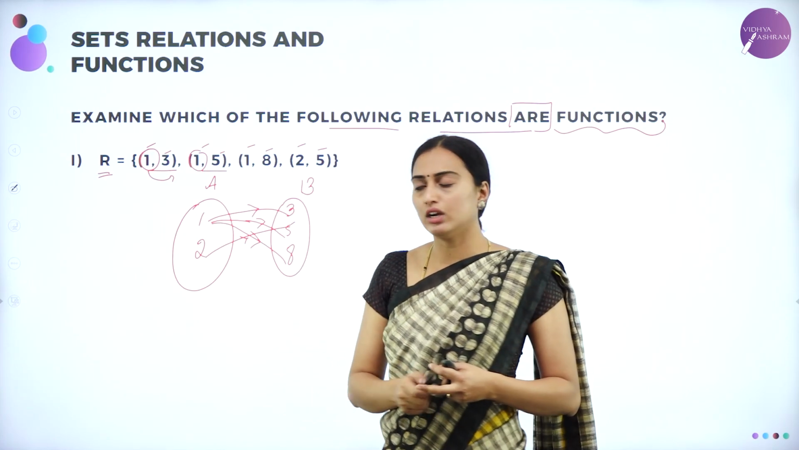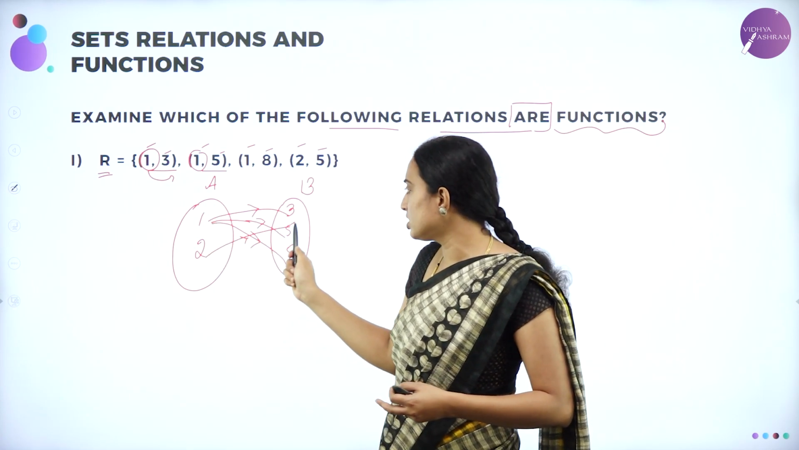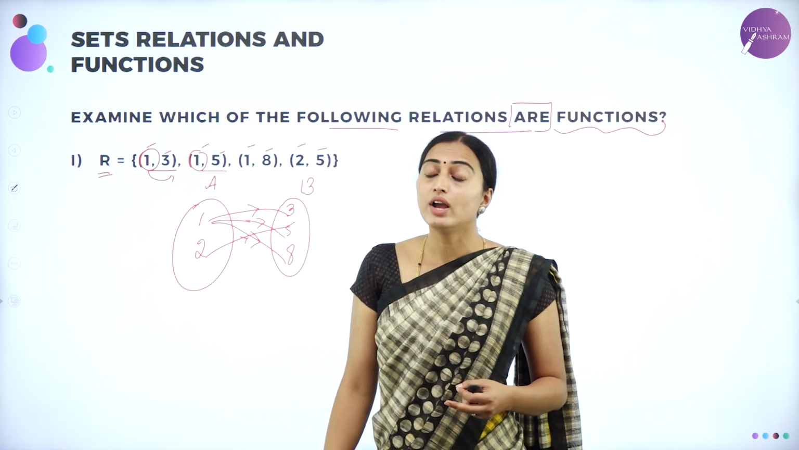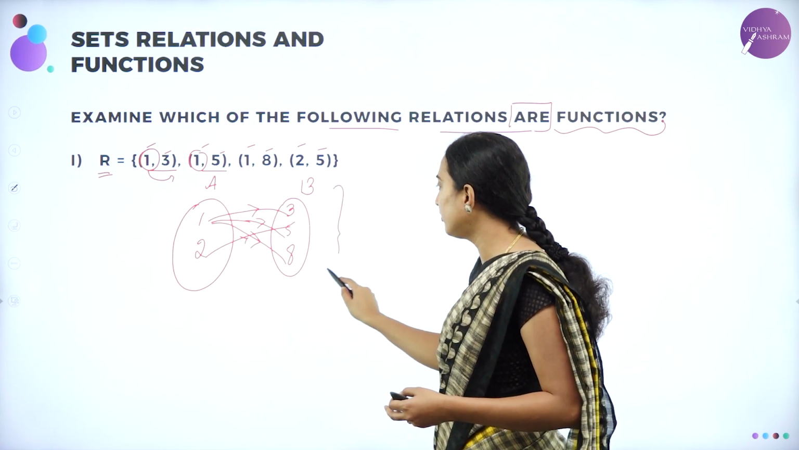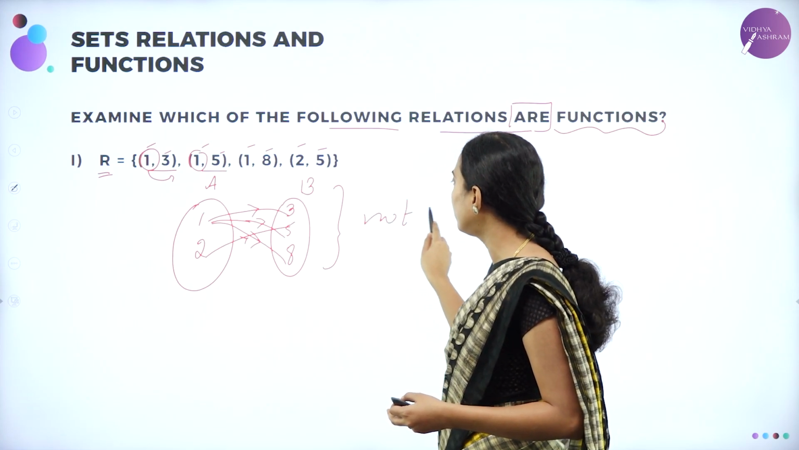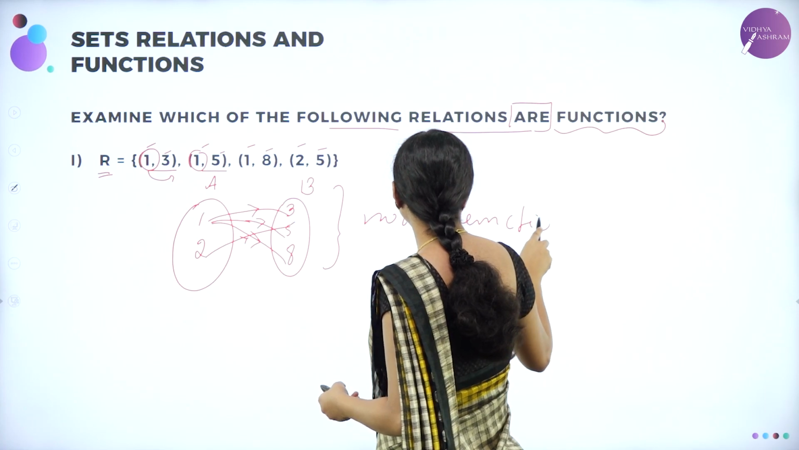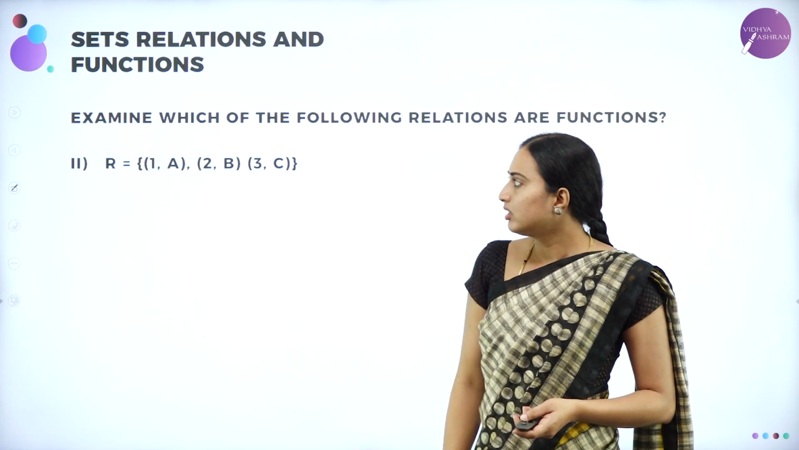If you observe here, 1 is having 3 images. What are the 3 images? One is 3, another is 5, another is 8. So it cannot be a function. So this is not a function. Understood? Yes. We'll move on to the next question.